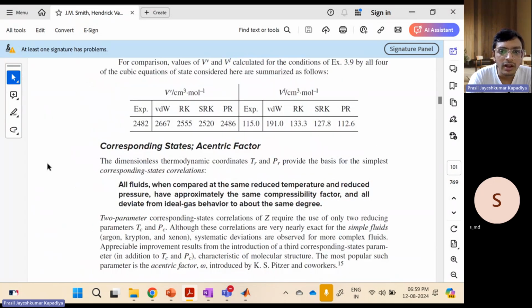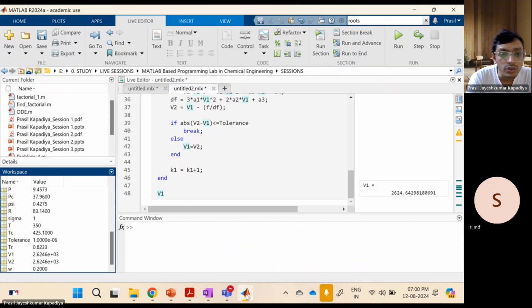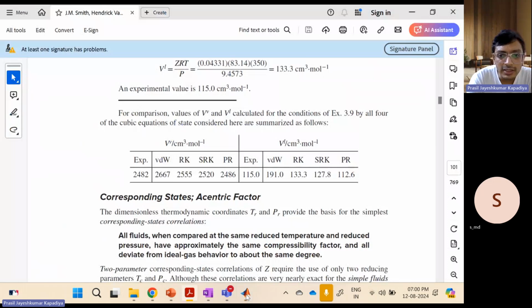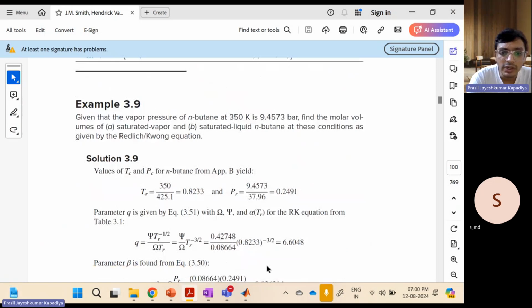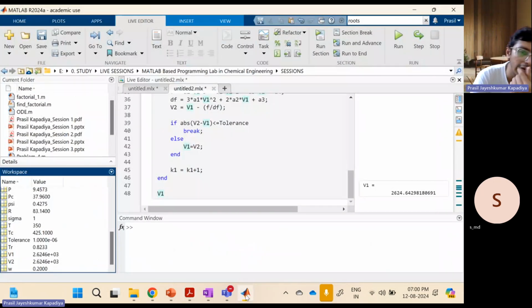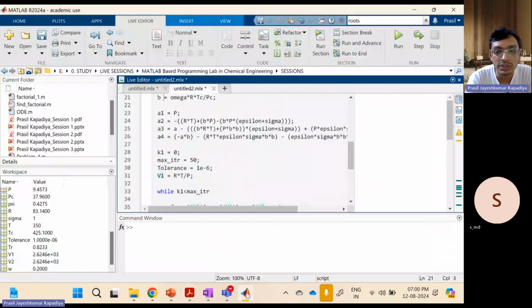So for the RK equation of state, what is the answer? Sorry, 2624. Okay, is that the same temperature and pressure? Yeah, 359, but okay. So this is how we can solve this using the RK equation of state. But one more important thing, it has only given us one root. It has not provided us two roots.